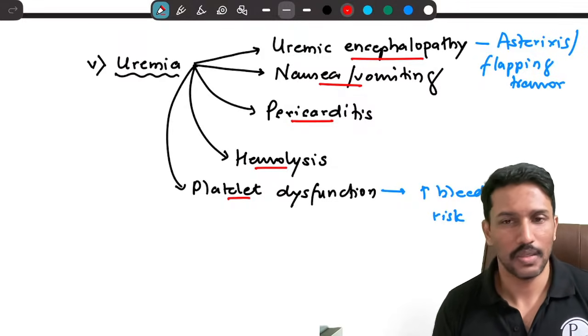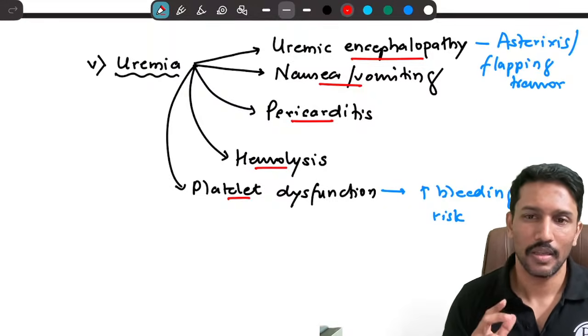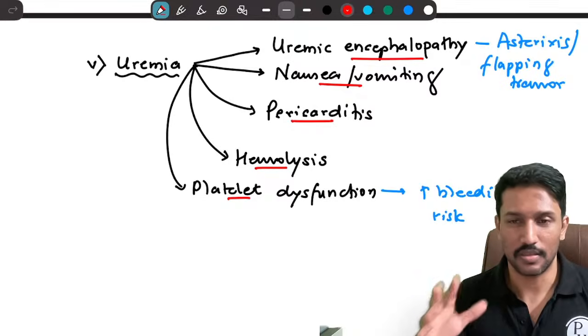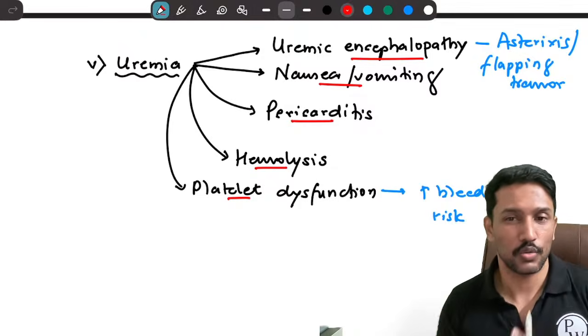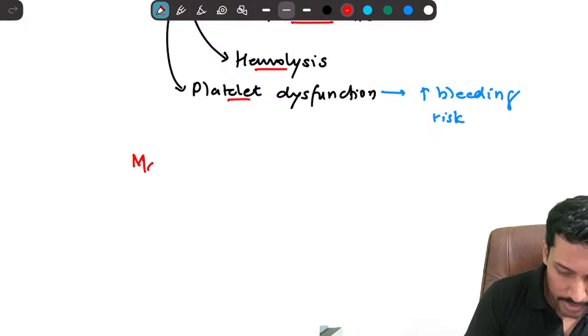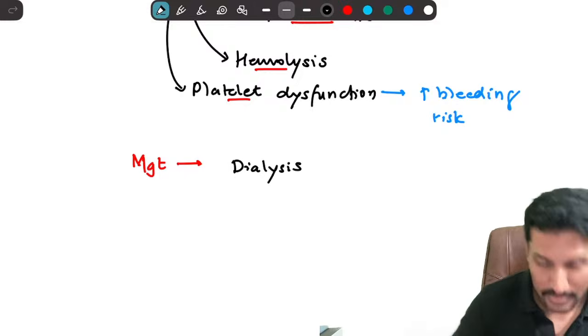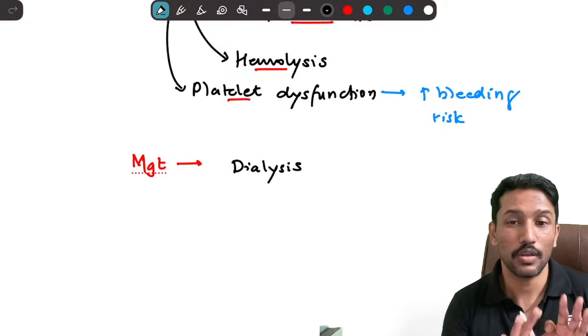So like potassium binders, phosphate binders, no, there is nothing called urea binders. There are no chemicals, drugs, or injections to reduce the urea. So when you develop uremic complications, the only management that we can offer to these patients is dialysis. Dialysis is the only management for uremic complications.